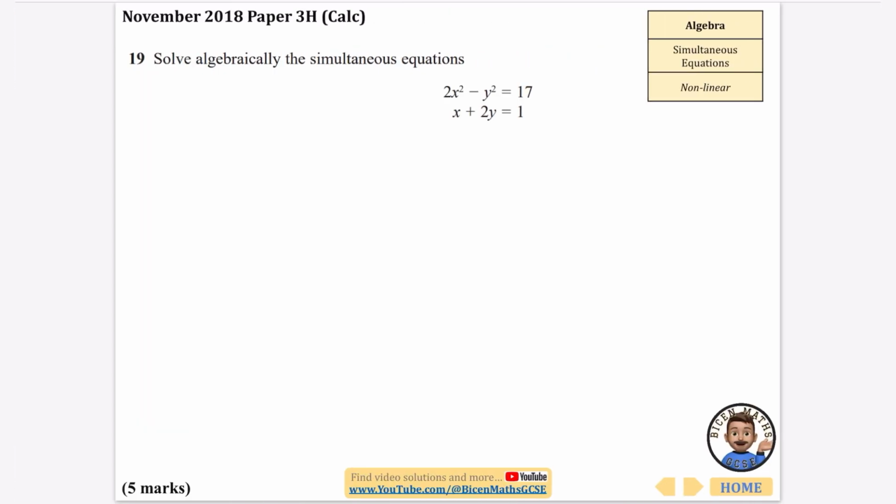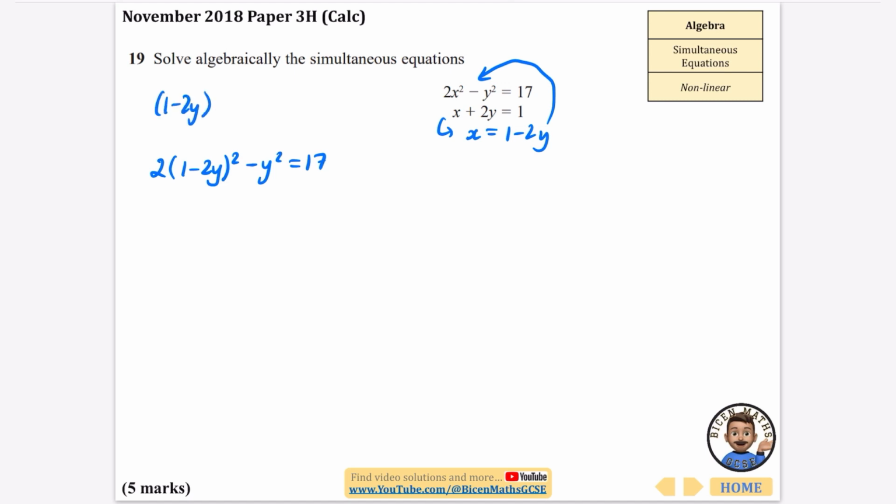Okay, this time we're going to do, again, some substitution. I'm going to rearrange this one so that x is equal to 1 minus 2y. That's from here, and then I'm going to substitute that into the equation at the top. So that's going to be 2 lots of x squared. That's 1 minus 2y all squared minus y squared equals 17.